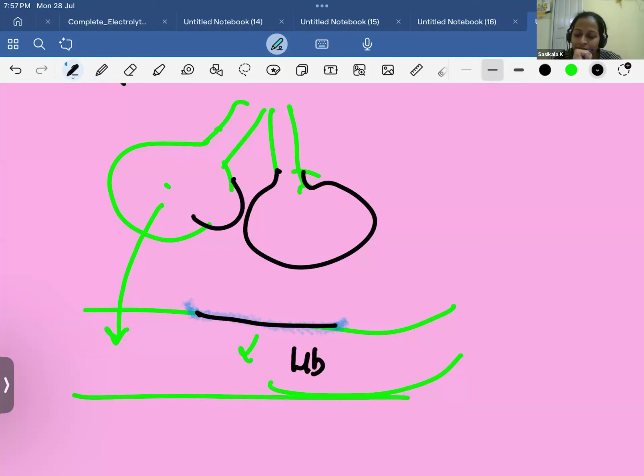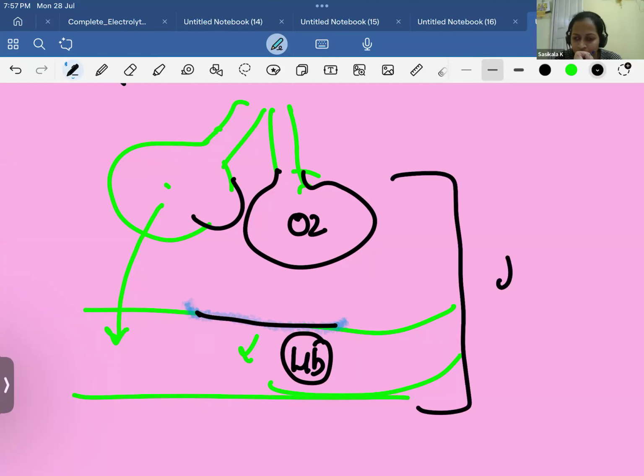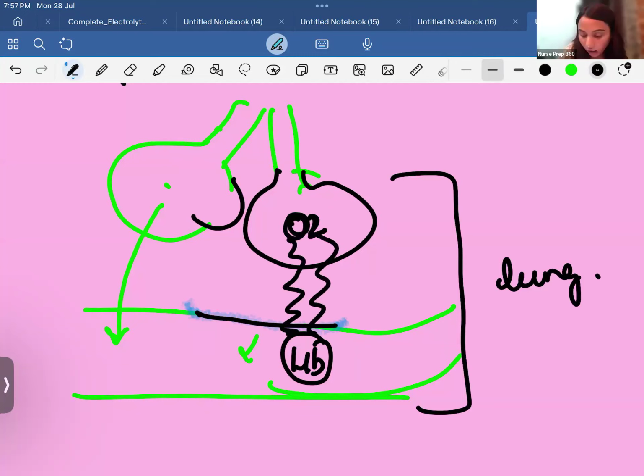Listen, your blood is comprised of hemoglobin? Yes or no? Yes, ma'am. And in your alveoli, you have oxygen? Yes or no? Yes, ma'am. So when we're talking about at lungs level, we want our oxygen to associate with our hemoglobin. This is called hemoglobin association.